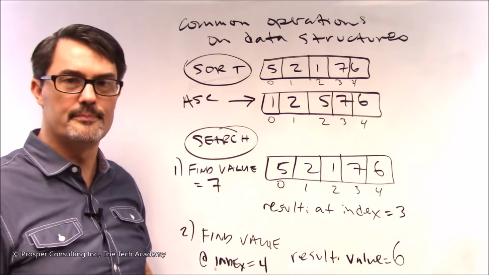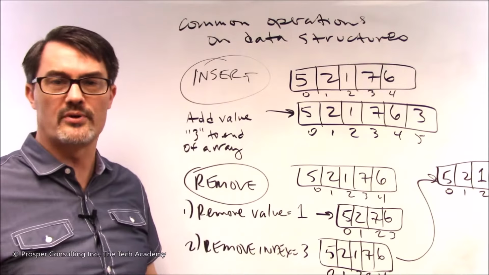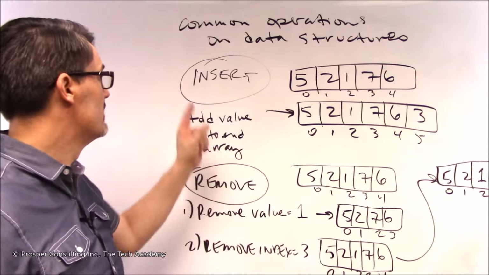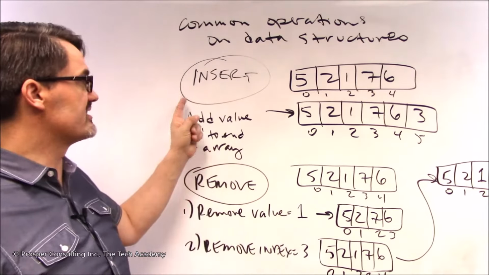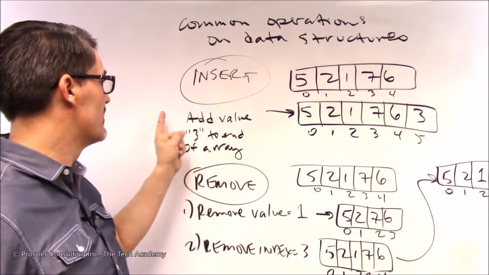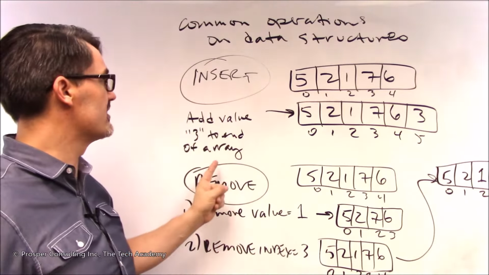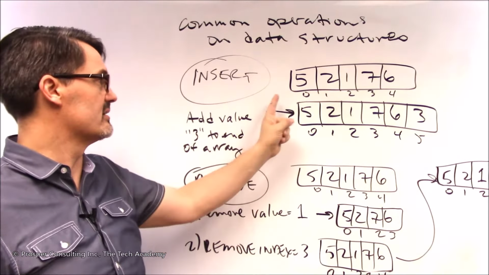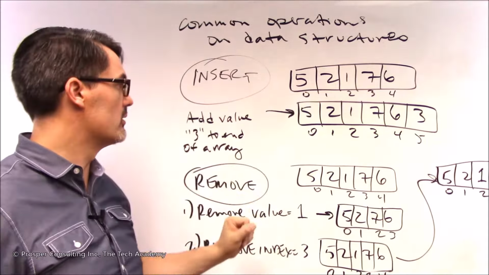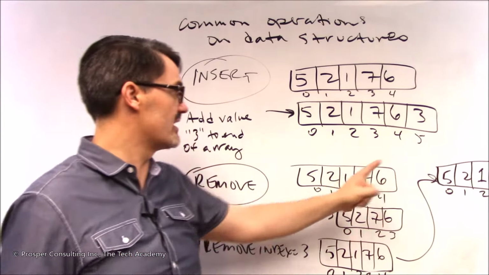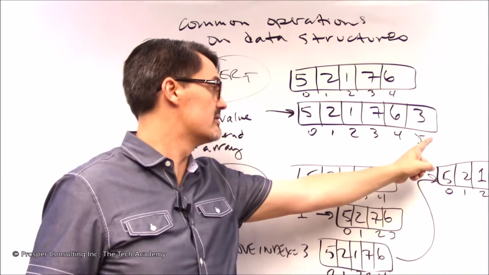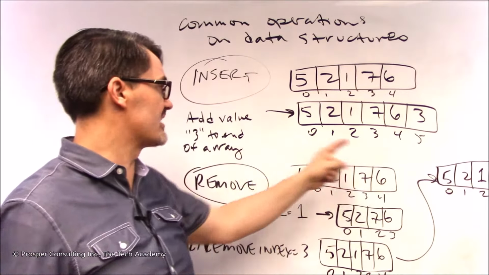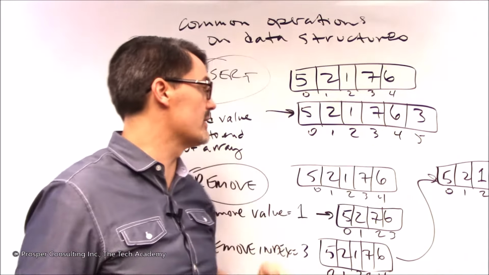Let's look at a couple more. Two more common operations that can be done on collections of data or data structures. Insert. Here we look at the example on this simple array of adding the value 3 to the end of the array. Here's our beginning array, 5, 2, 1, 7, 6, in indices 0, 1, 2, 3, and 4. And we tack on the value 3 to the end of the array. So we have a sixth element to this array. It has an index of 5, and it has the value 3.